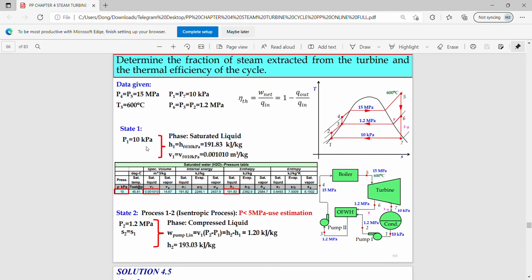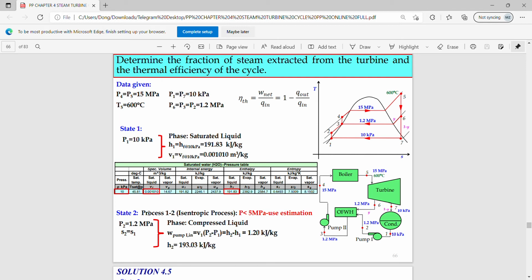P1 equal to 10 kilopascal. The phase is saturated liquid. So H1 and V1 we can determine from the saturated water pressure table. We find 10 kilopascal first, so we can get H1 and V1 from the table.